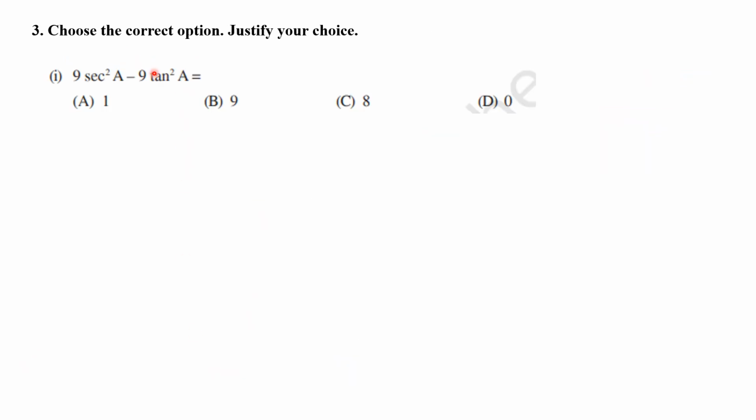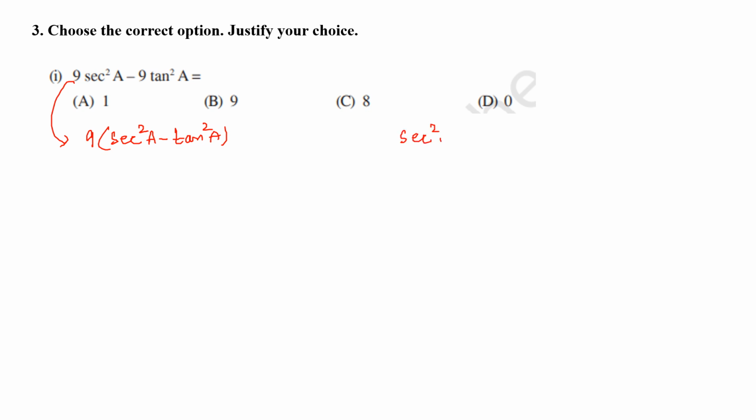Now question 3, first one: choose the correct option and justify your choice. So this is like a multiple choice question. And the first one is 9 sec square A minus 9 tan square A equal to what? So what I can do from this question is take 9 common. So I will be left with sec square A minus tan square A, isn't it? And we have an identity, isn't it?